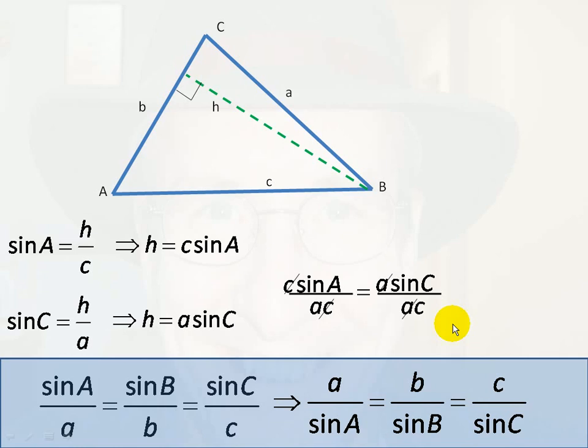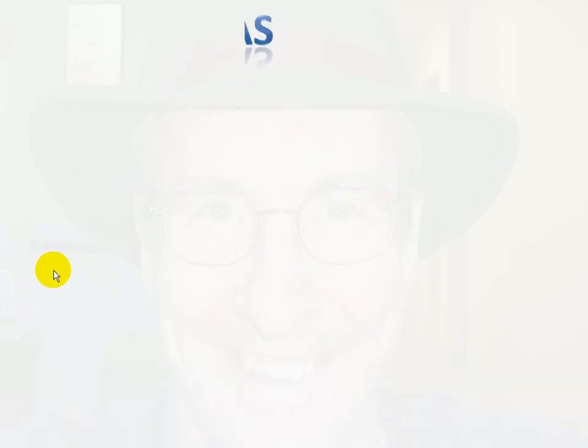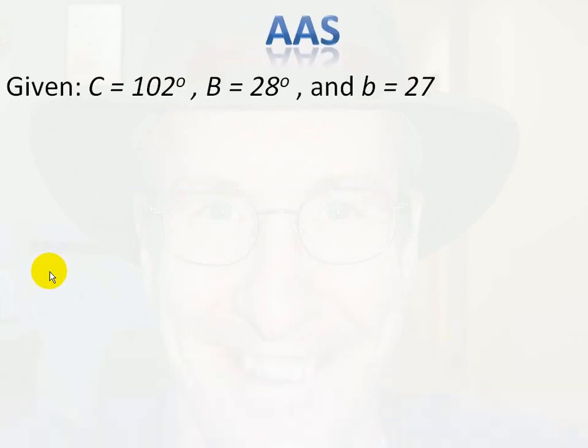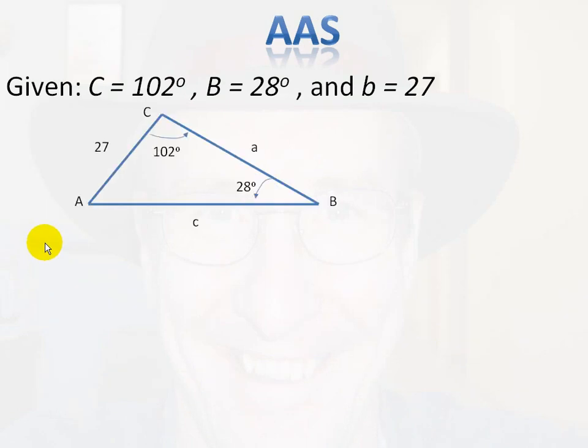And you can see how useful this will be to find missing parts. If you know any three of these parts, you can find the fourth one. Now let's look at an angle-side-side problem. Okay, I'll draw out what we've been given here. We're given this information: an angle, another angle, and then a side.